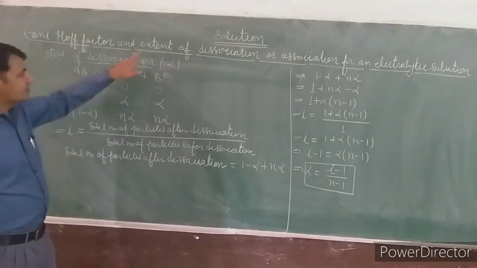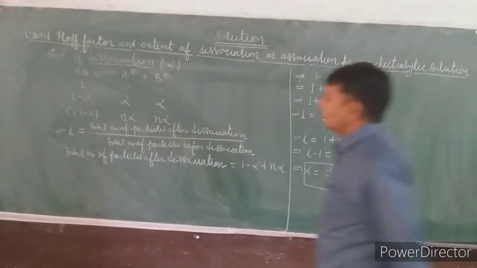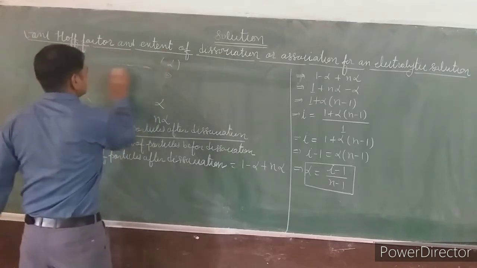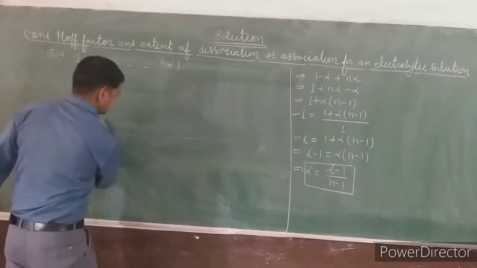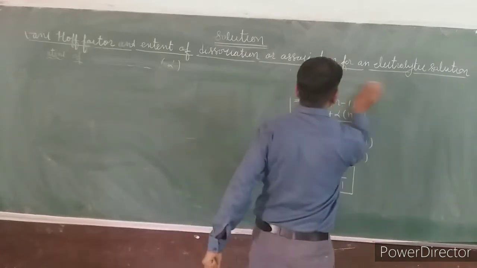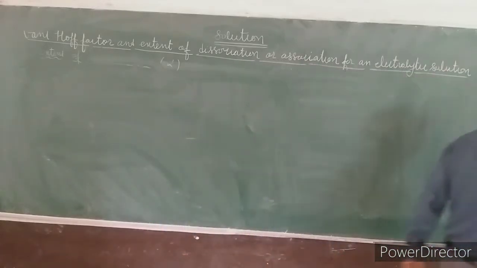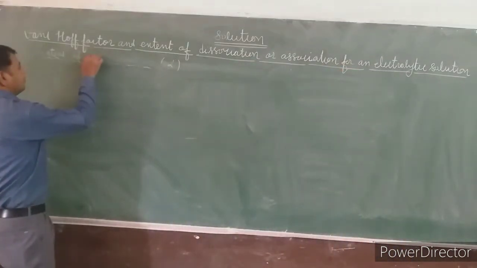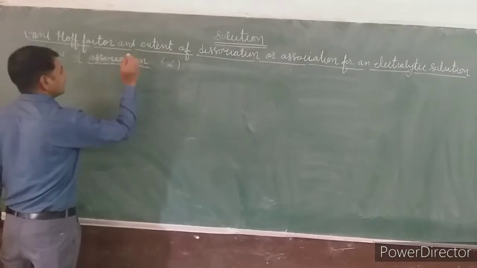How can we determine the extent of dissociation for an electrolytic solution? I hope you will understand. Now in the second part, we have to determine the extent of association. Now, second is extent of association. In the second part, we have to determine the degree of association.